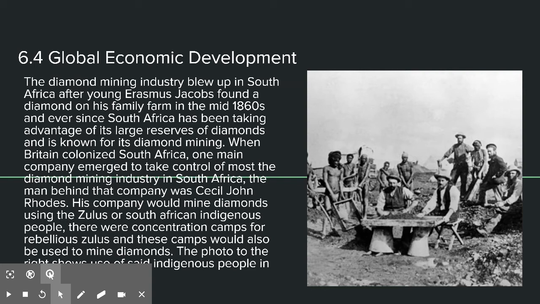and these mining camps were eventually bought up along with the mines by a man named Cecil John Rhodes. His company, the De Beers Diamond Company, would mine diamonds using the Zulus, or South African indigenous people, in the concentration camps. The photo to the right shows the said use of the indigenous people inside camps.